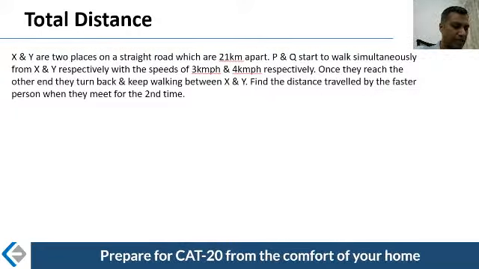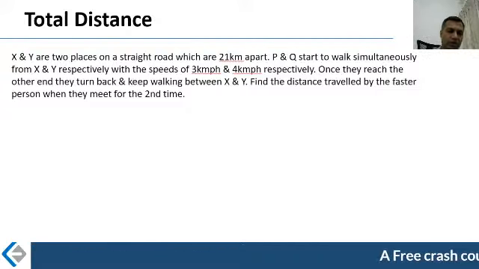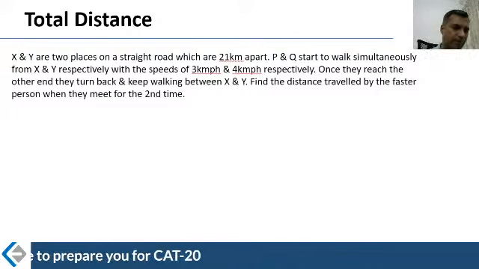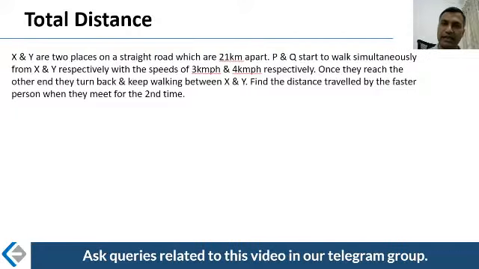X and Y are two places on a straight road which are 21 kilometers apart. P and Q start to walk simultaneously from X and Y respectively with the speeds of 3 kilometers per hour and 4 kilometers per hour respectively. Once they reach the other end, they turn back and keep walking between X and Y. Find the distance traveled by the faster person when they meet for the second time.